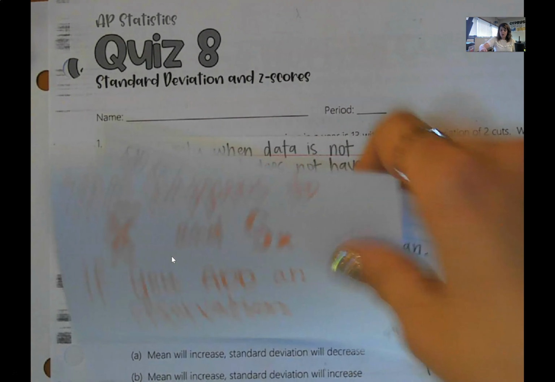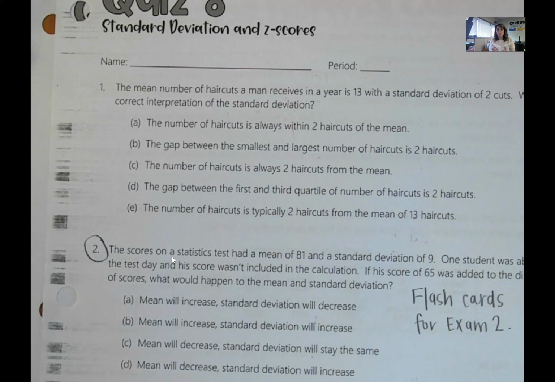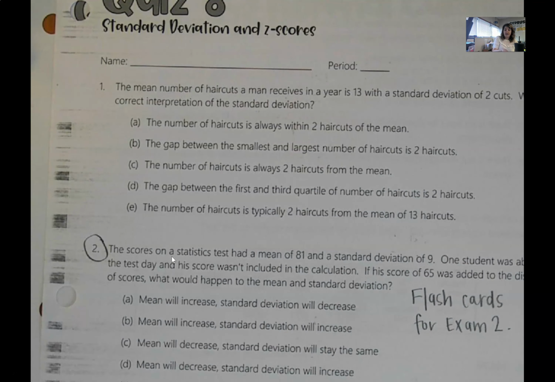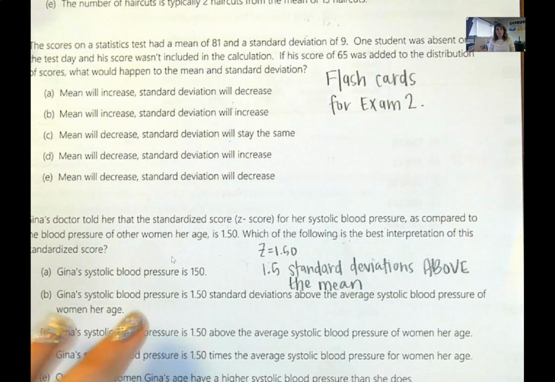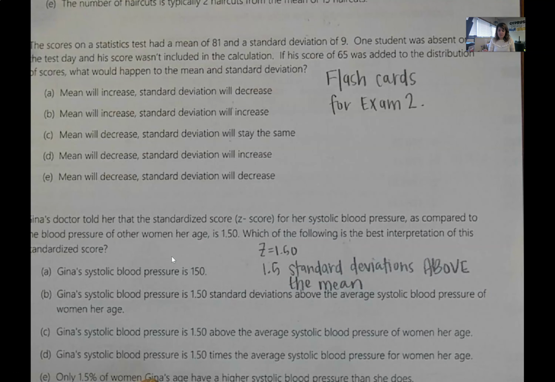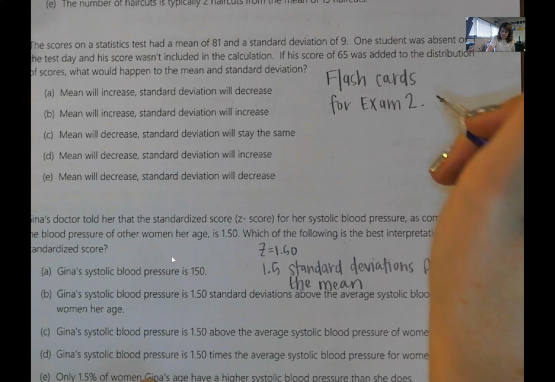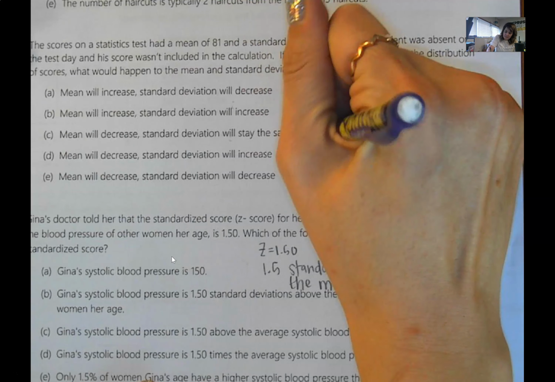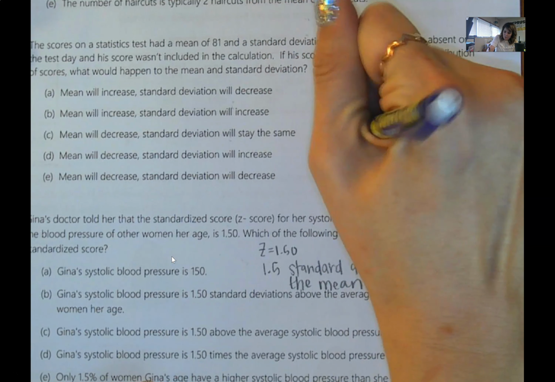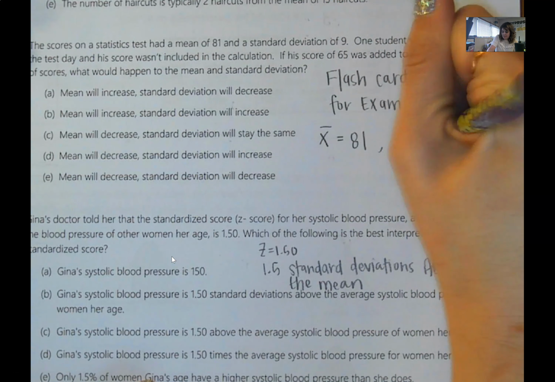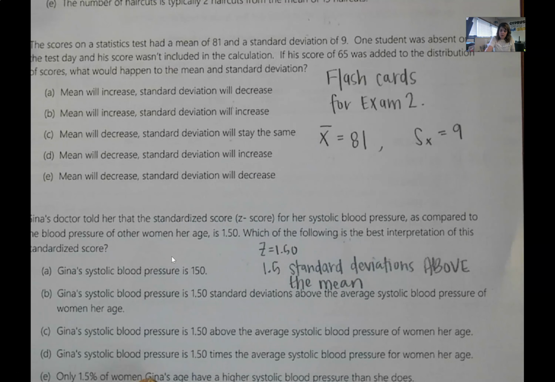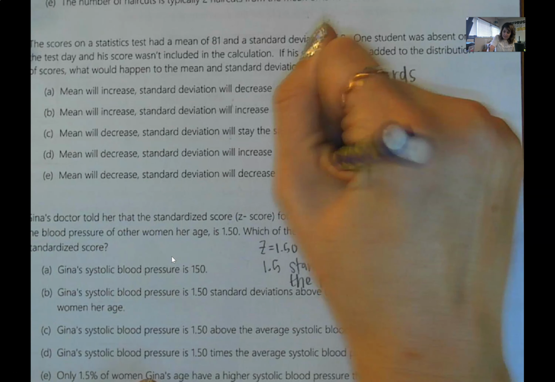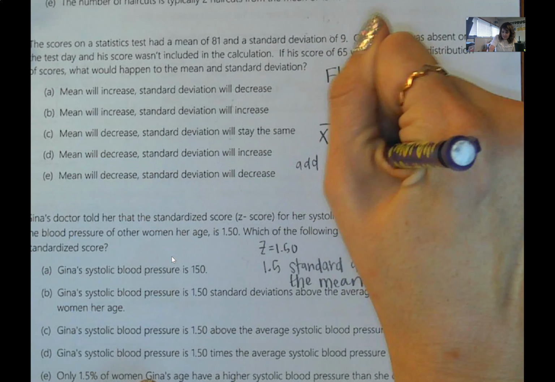So that's where we start on this quiz. I'm starting with number 2. You will have this on your retake. You will have it on your comprehensive exam that goes with Unit 3, so we're not ever going to get away from this. We have test scores with a mean of 81 and a standard deviation of 9. And we want to add a score of 65. Add x is 65.